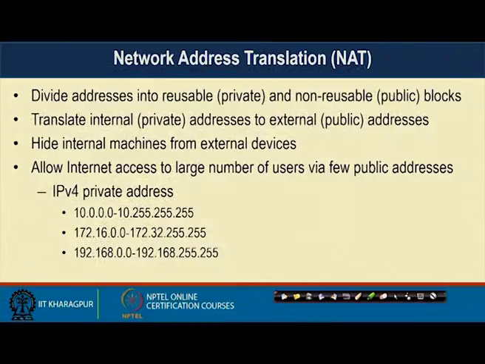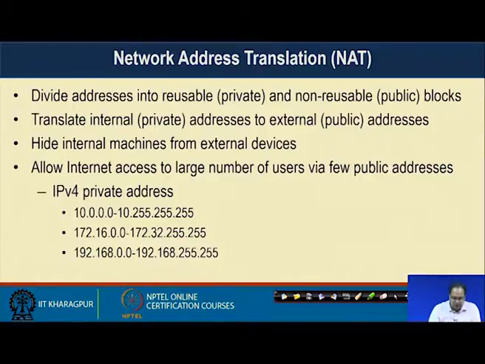Now, if you look into the IPv4 address block, it gives private addresses from individual classes of the IP address pool. From class A we have 10.0.0.0 to 10.255.255.255, that is the private address range. From class B it is 172.16.0.0 to 172.32.255.255. From class C it is 192.168.0.0 to 192.168.255.255. So, from individual classes of IP addresses we have taken one block or a few blocks of IP addresses and designated them as the private IP addresses.